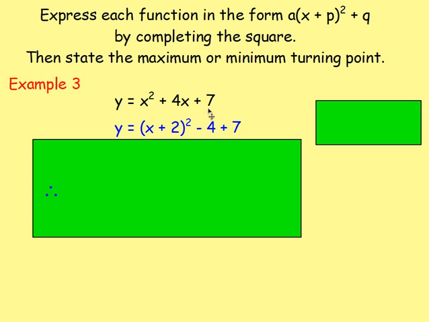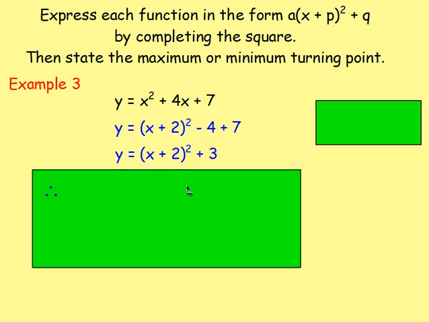And we've got a plus 7 as well. If you've got a number on the end, it just stays as it is. However, what you'll notice is that you can simplify that. You've got a negative 4 and a plus 7. Well, negative 4 add 7 is 3. So you can just simplify that to get (x + 2) all squared plus 3.